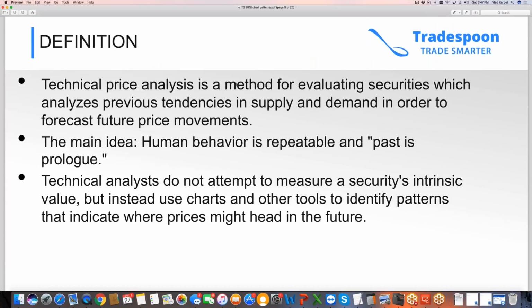So what is traditional technical analysis? Technical analysis is the method for evaluating stock prices, or any asset class's price, to see the balance between supply and demand. The idea is that if you're looking at the past, it can show you the future. At Tradespoon, that's the traditional technical analysis.